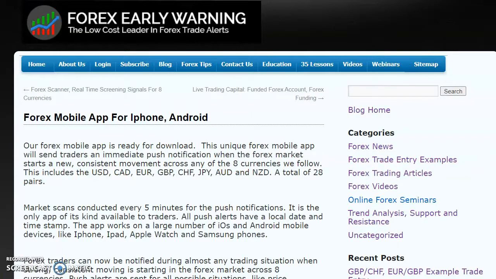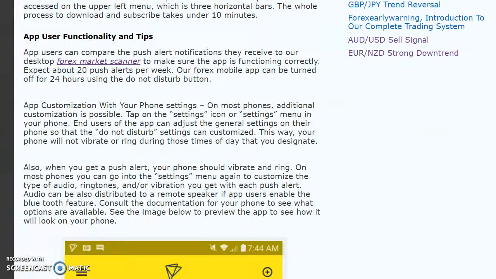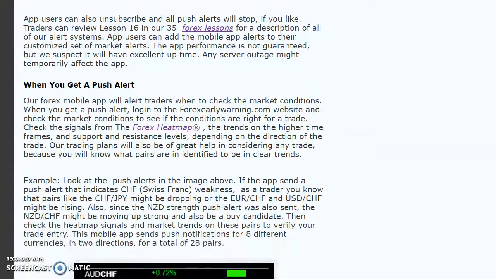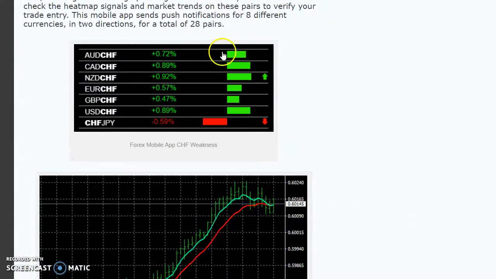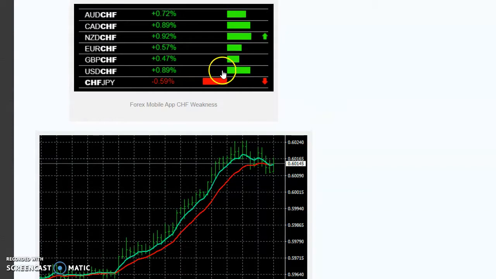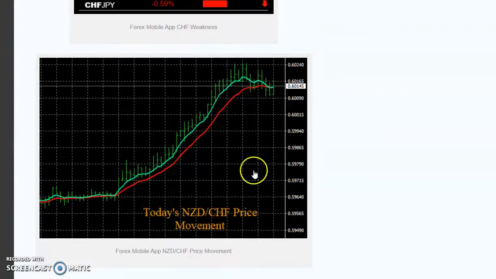Next thing I want to show you is our mobile app. Our mobile app will tell you exactly when. It will send you a push alert and tell you, for example, the Swiss franc is weak. And it'll send a push alert right to your phone, and the signals will be set up for a trade, and you can pull a trade on the Swiss franc. Like you saw today, the Euro Swiss moved real nicely. But if you see that the Swiss franc is weak like it was today, you can get movements on any of the Swiss franc pairs, USD Swiss, New Zealand dollar Swiss, Euro Swiss.